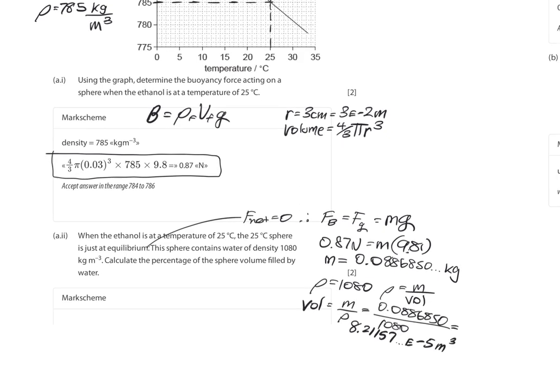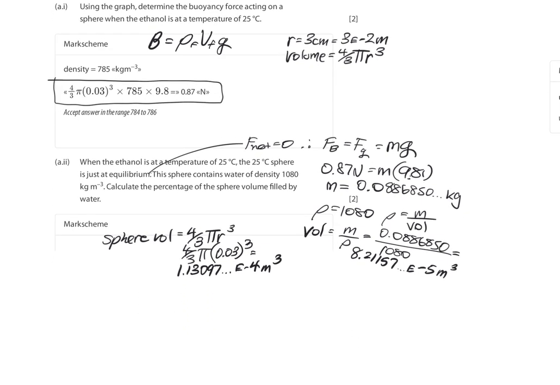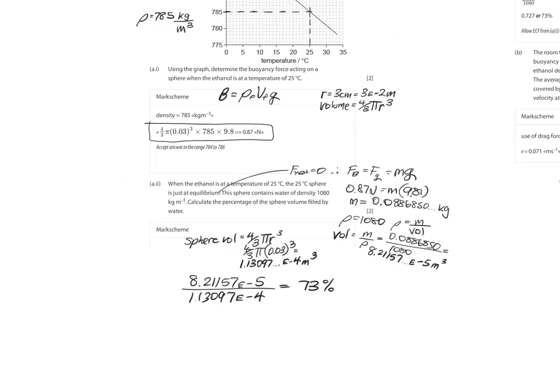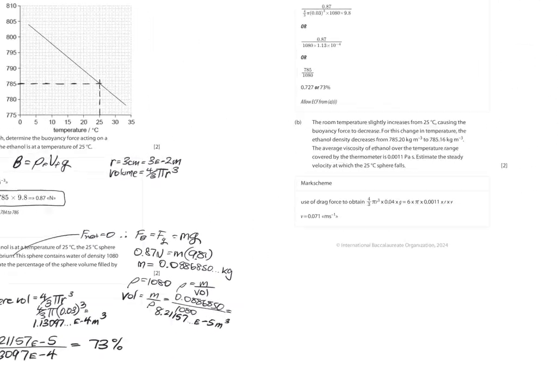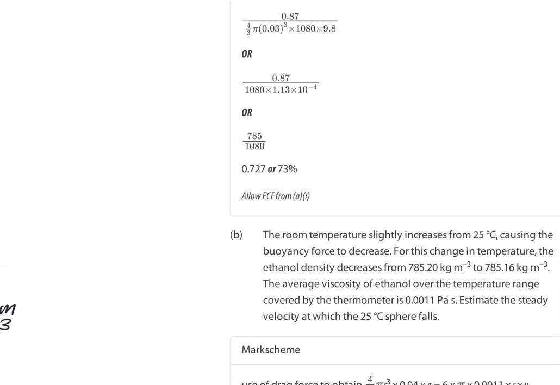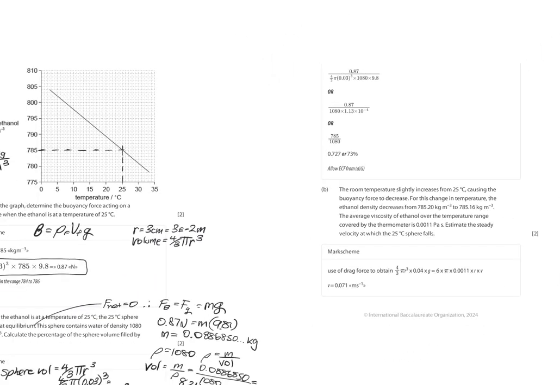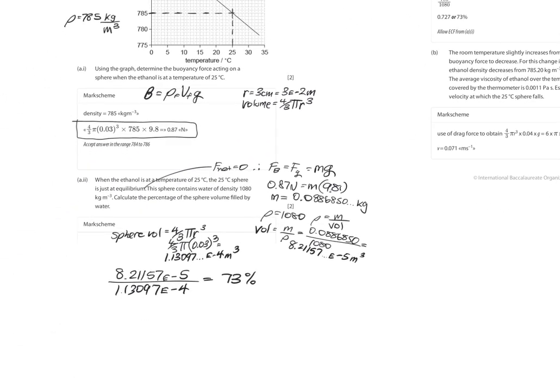We get 8.21157 times 10 to the negative 5 cubic meters, so kind of tiny. Now the full volume of the sphere is 1.13097 times 10 to the negative 4 cubic meters. And so figuring out the percentage there, I get 73%. Let's see what the mark scheme actually says. Hey, look at that, 73%. Go me. So that is correct.